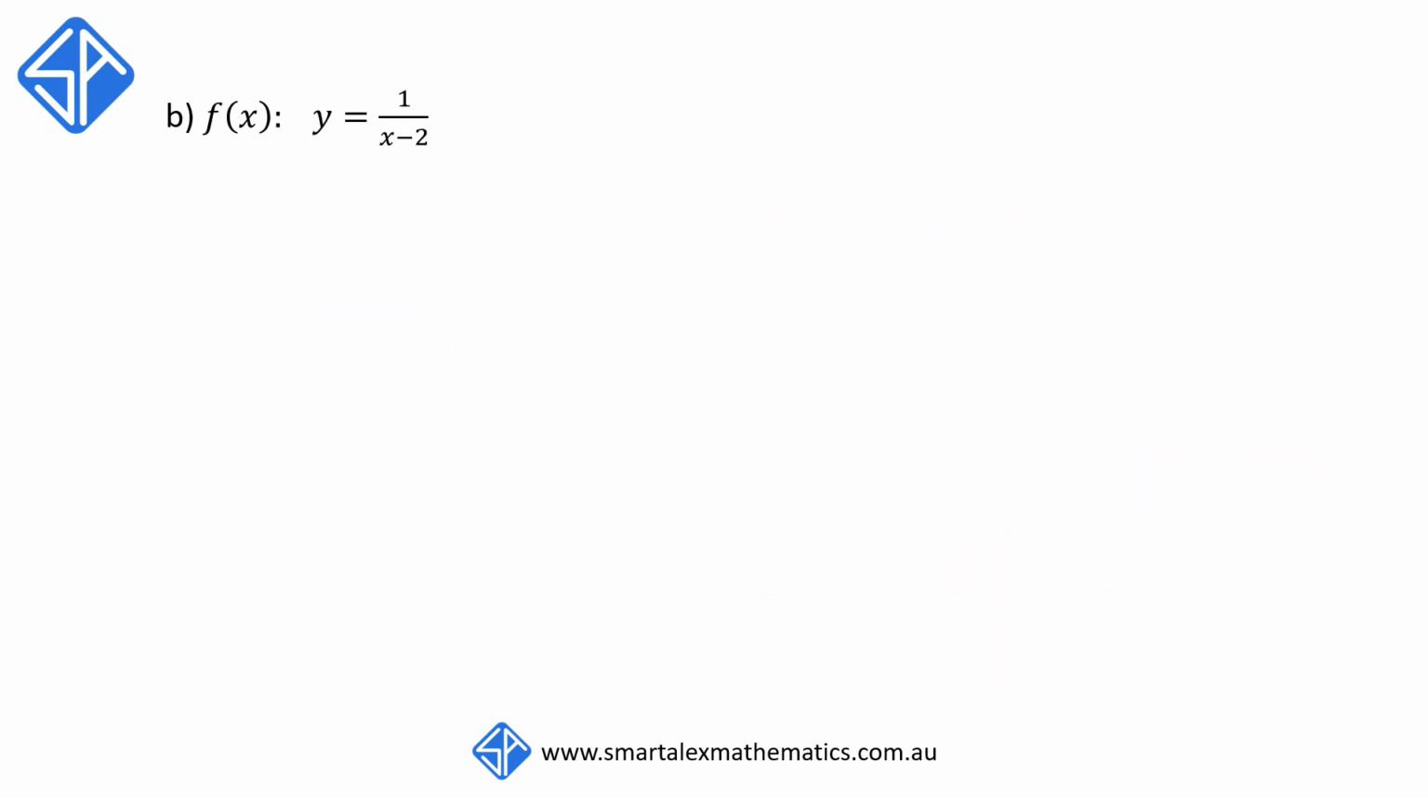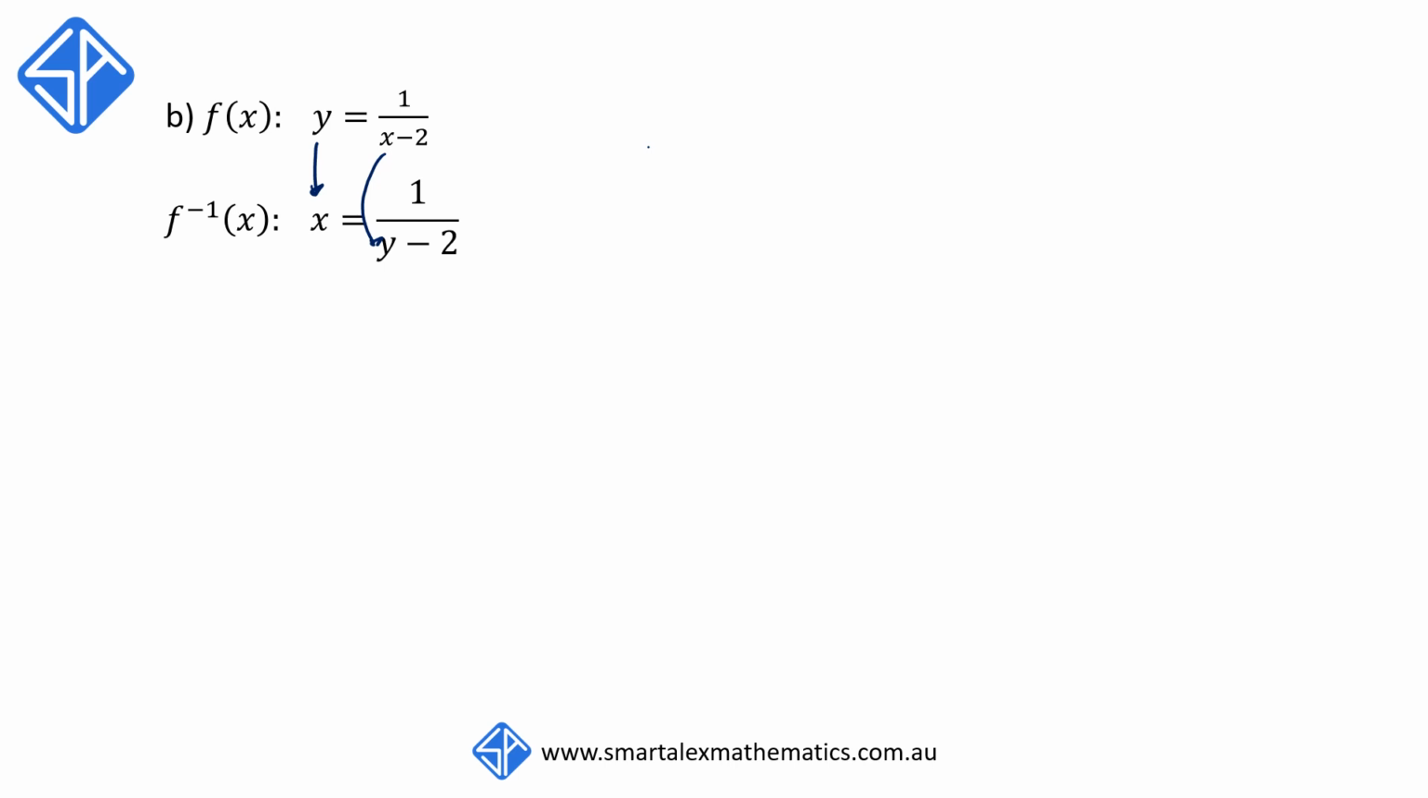Our next example, we've got the function f of x defined as y is equal to 1 on x minus 2. To find the inverse function, we're going to again swap the x and the y variables. The y gets swapped to x and the x gets swapped to y. So we now have x is equal to 1 over y minus 2.